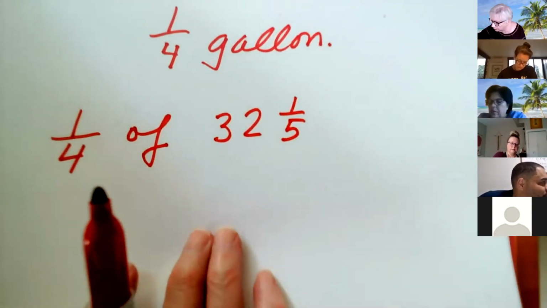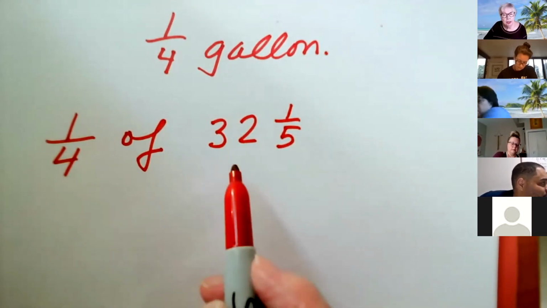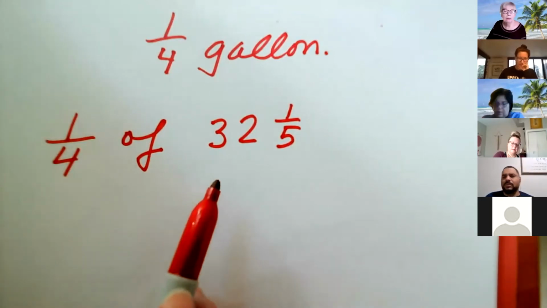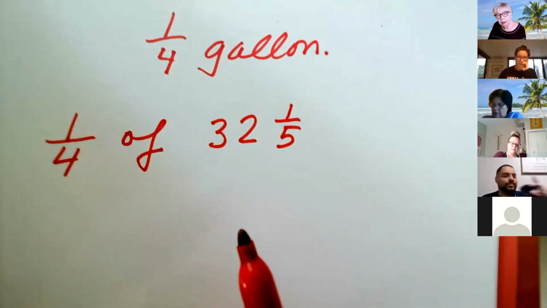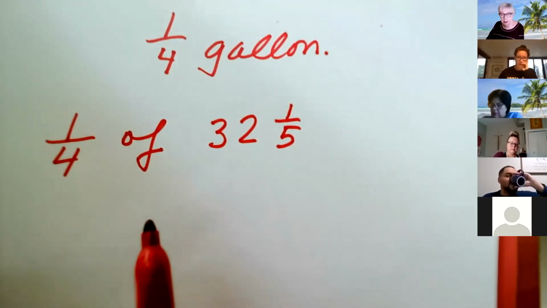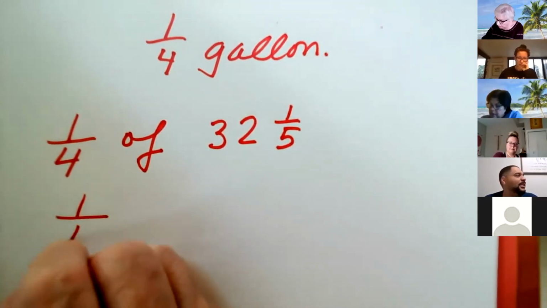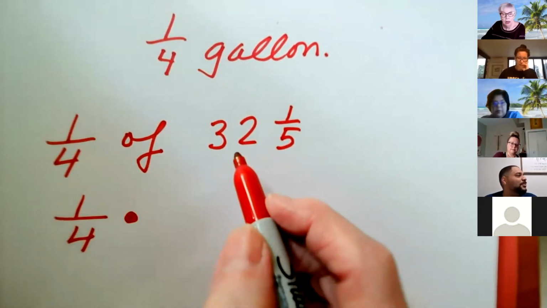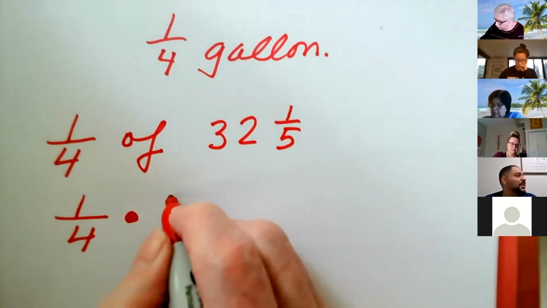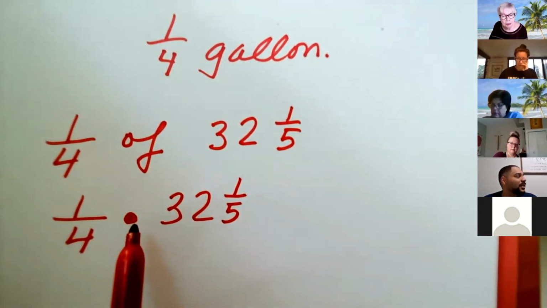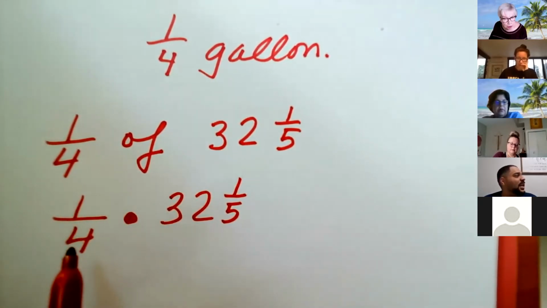We only have 1/4 of a gallon. So literally, I need to do this computation. Now, it seems like it'd be less than 10. Let's just see what we need to do. The word "of" sitting between two numbers is multiply. 32 and 1/5. This is a multiply problem. This is in good shape.